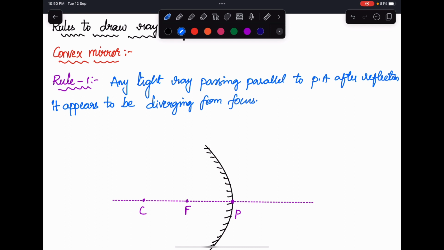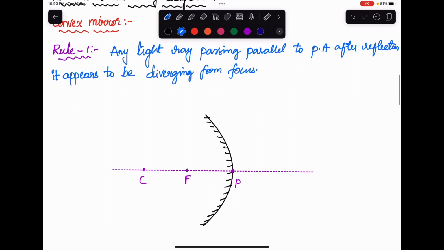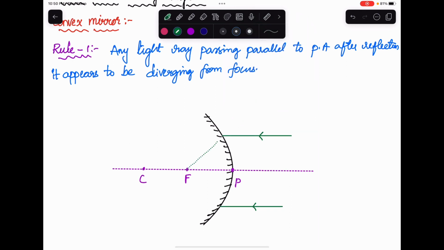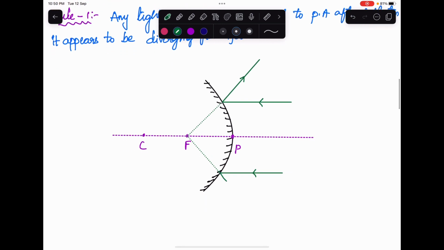As the convex mirror is a diverging mirror, we will consider that the light ray appears to be diverging from the so-called focus. Say this is your light ray passing parallel to principal axis, one above and one below. What we said just now is that it appears to be diverging from the focus. I would like to take a dotted line over here to show that it is appearing to be diverging from focus. Now the reflected ray will be in this way, like this. So it reflects such a way that it appears to be diverging from focus. Clear? So this is your rule number 1.